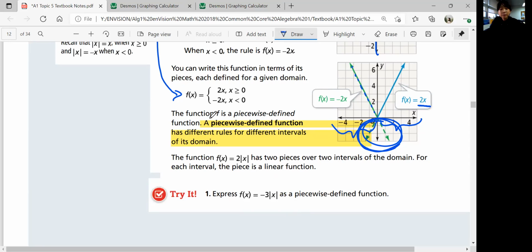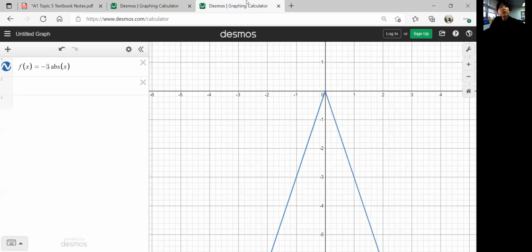Okay, are you ready? All right, first of all, you can use Desmos to see how it looks. f of x equals negative 3 absolute value x. You can type in this. It looks like this. It's flipped, right? It's reflected on the x-axis, and it has a vertical stretch.